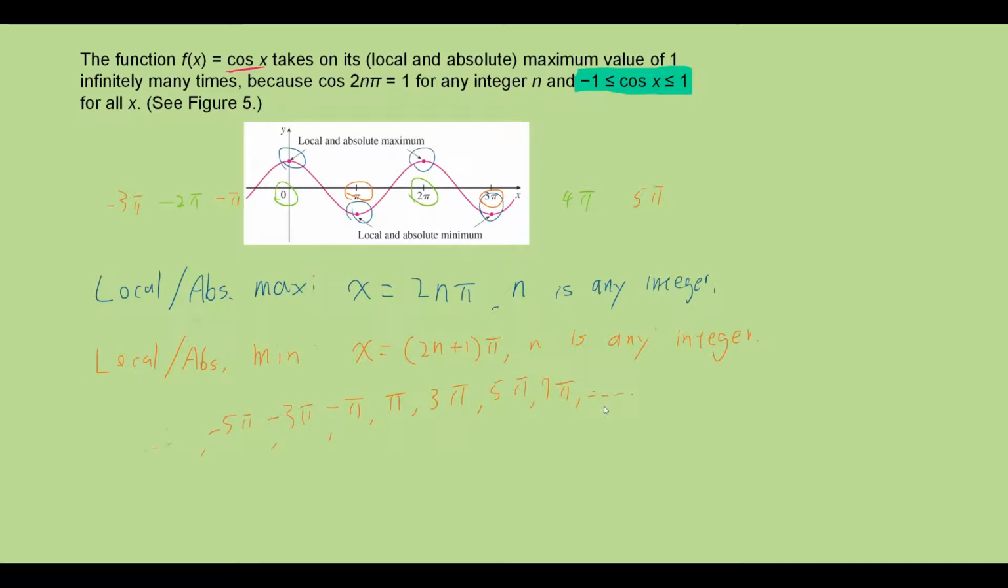So another way to say that is that for a cosine function, the local and absolute minimum happens at odd multiples of pi. And that's one way, for this type of periodic function, that we are able to write out where the local and absolute maximum and minimum happen with a general rule. In this case, if it's an even multiple of pi, we get a local and absolute max. If it's an odd multiple of pi, then we get a local and absolute min.